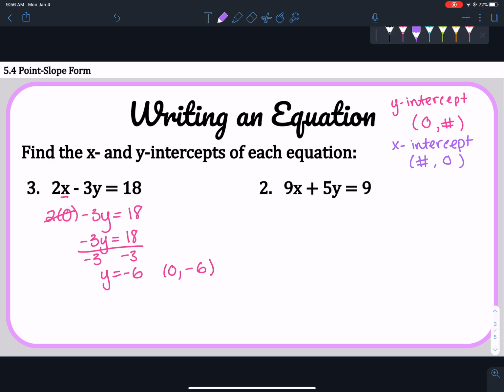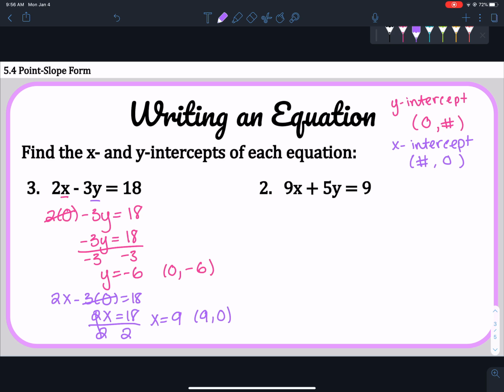We can also do the same thing for the x-intercept. In this case, now I'm going to plug in 0 for y. So I get 2x minus 3 times 0 is equal to 18. Just like before, 3 and 0 cancel out, and we're left with 2x is equal to 18. I can divide by 2, and x is equal to 9. Then if I write that as a coordinate, I get 9, 0, and that is our answer. Okay? And we're pretty much going to be using the same method for every single equation that we have.